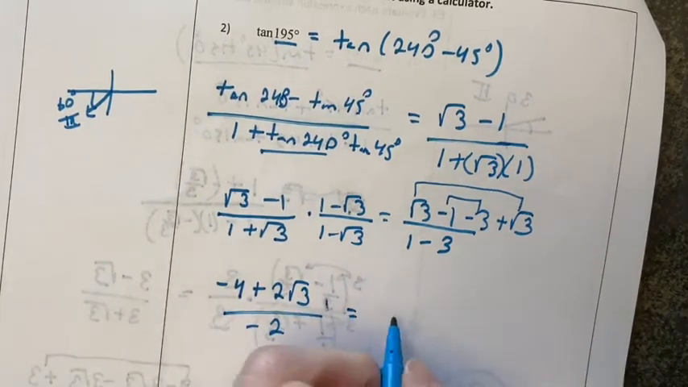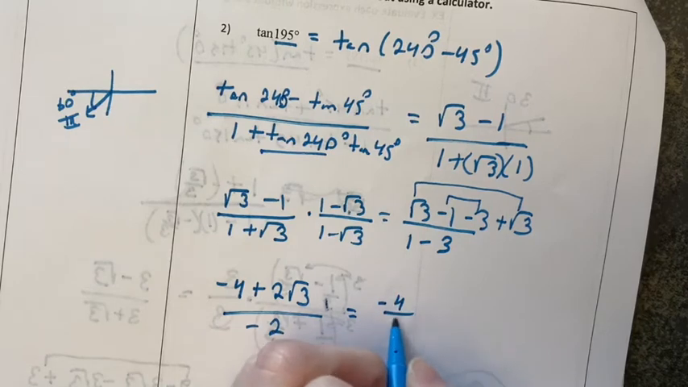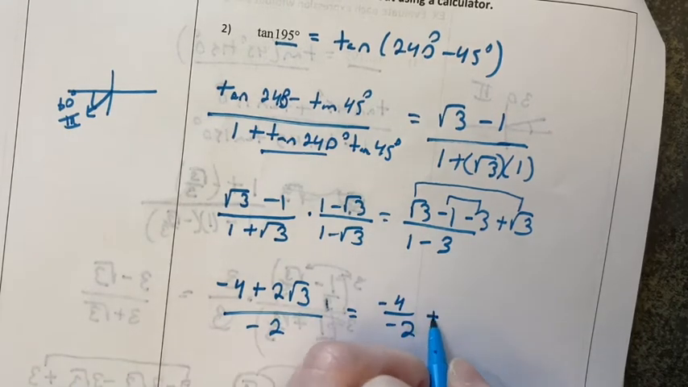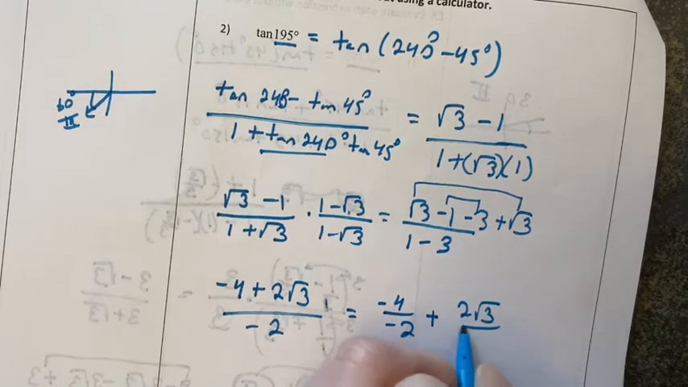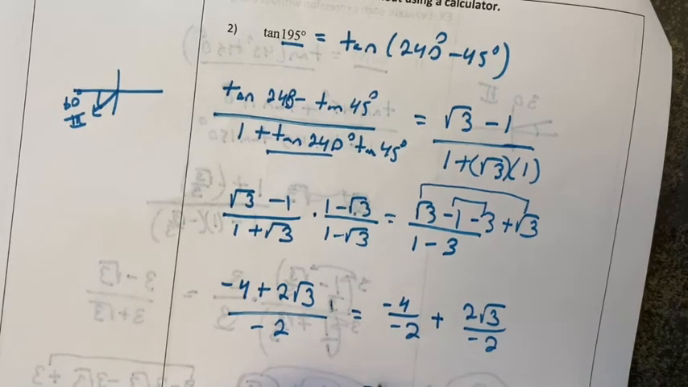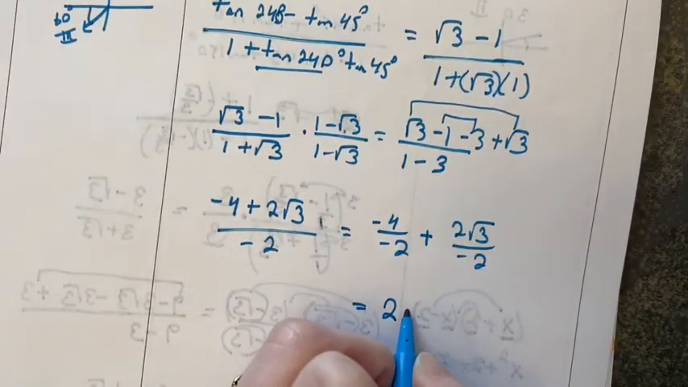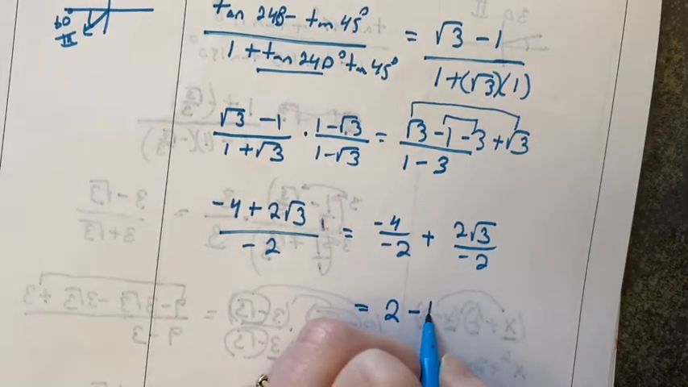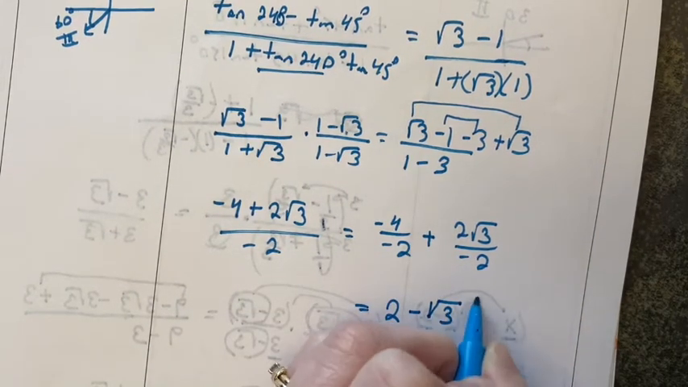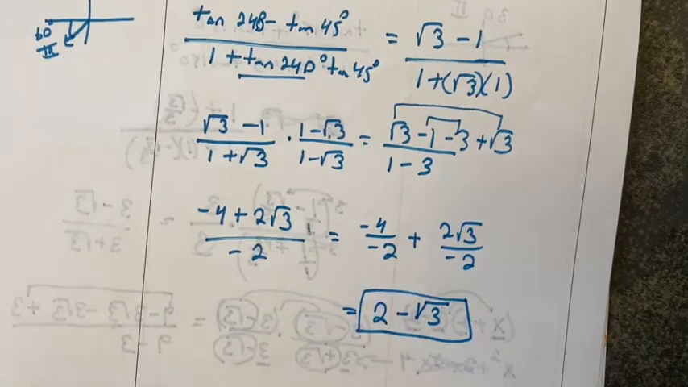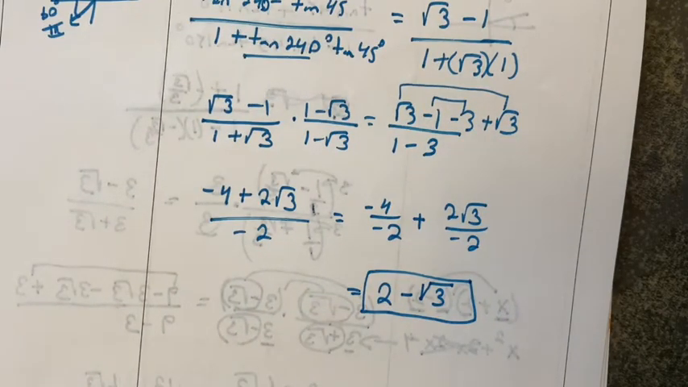And again, I'm just going to separate it so I can clean it up a little bit. So that is a positive 2, and that's a negative 1, so I'm going to say minus square root of 3. So it looks like that.